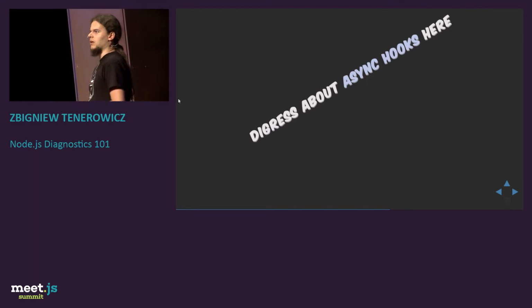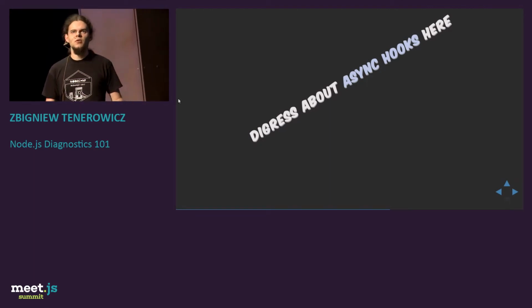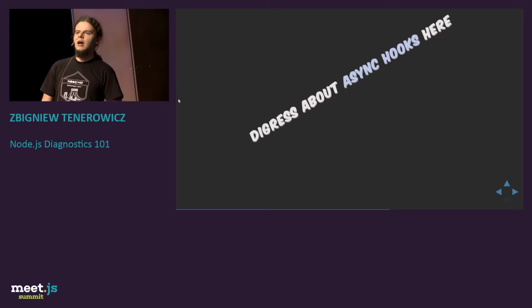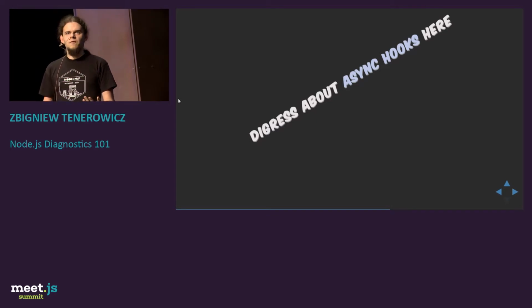Also, async hooks. Very cool thing. It's not just for detecting event loop issues. You can generate a whole graph of everything asynchronous in your application, all the dependencies between asynchronous calls. Very cool.